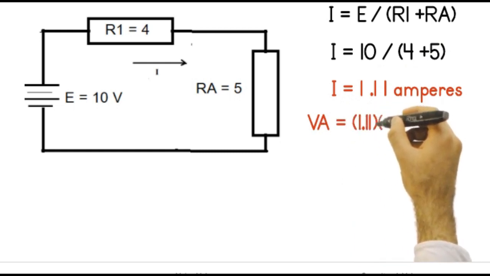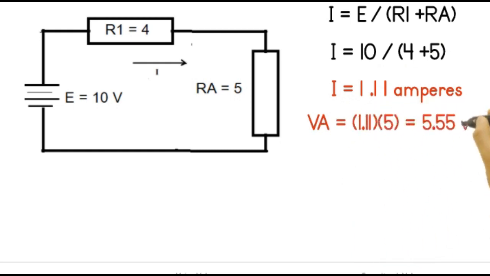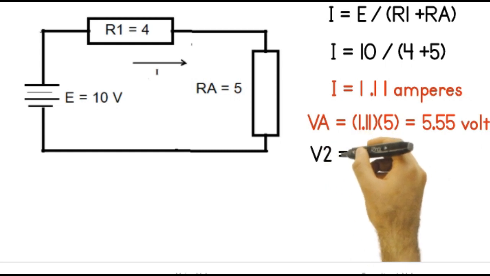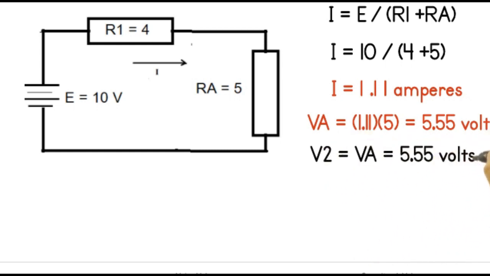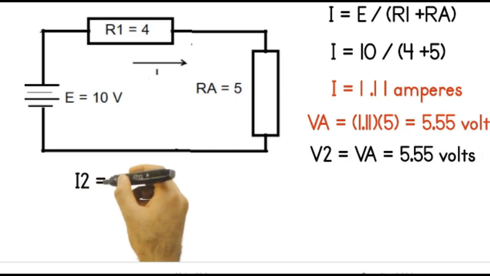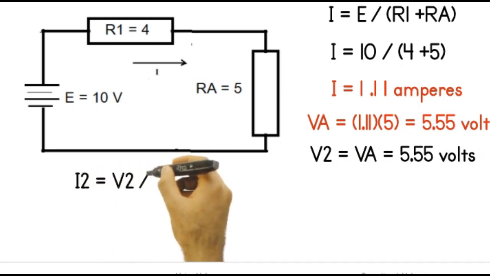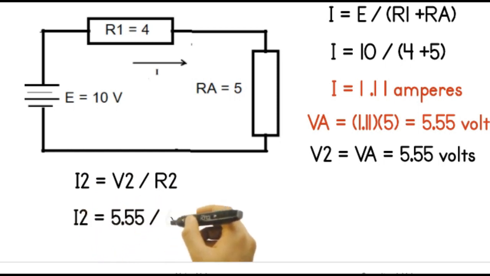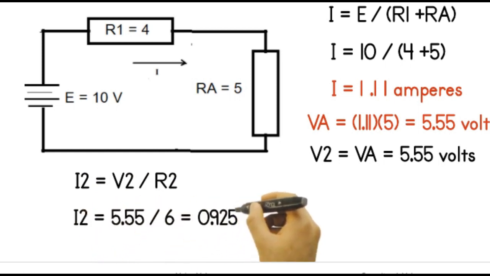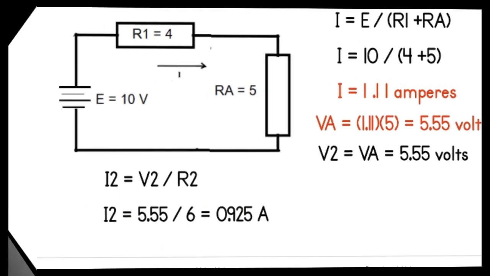Voltage across RA, which is VA, is equal to 1.11 times 5, which gives 5.55 volts. This is the same voltage as V2. I2 is equal to V2 divided by R2. I2 equals 5.55 divided by 6, which gives 0.925 ampere.